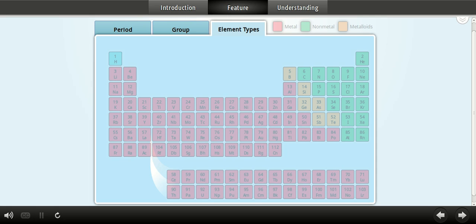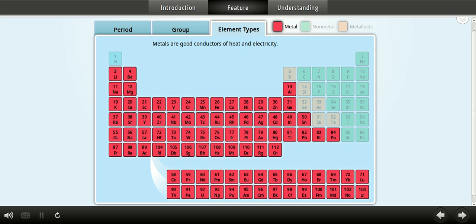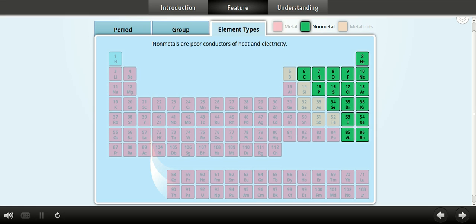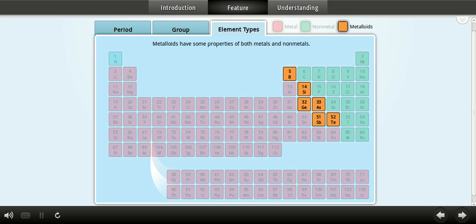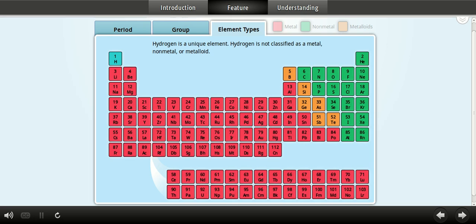Almost every element except hydrogen can be classified as a metal, nonmetal, or metalloid. Metals are good conductors. Most metals are solid at room temperature. Nonmetals are poor conductors. Most are gases. Solid nonmetals tend to be brittle. Metalloids have some properties of both metals and nonmetals, and they are very important in the high-tech industry. Hydrogen is unique. It is not classified as a metal, a nonmetal, or a metalloid.